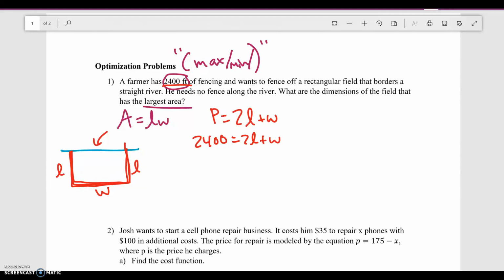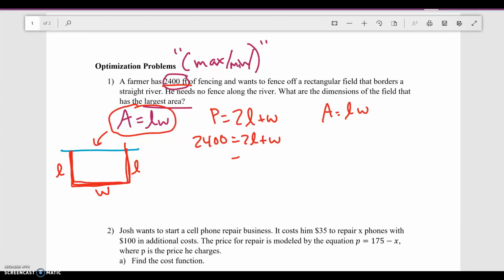Now, since we want to figure out what L and W are, I don't really want to work with the perimeter. I want to work with the area. That's what we want. We want area equals length times width. Well, since I have 2 variables, I can't quite take the derivative of it without having only 1 variable. So let's go ahead and solve for 1 variable.